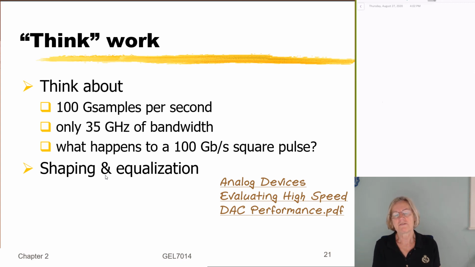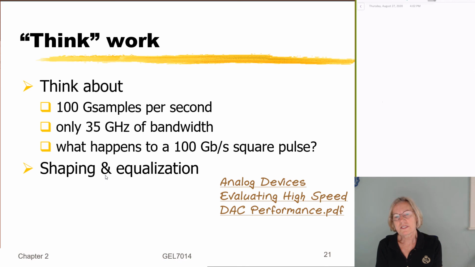I have a device which can create 100 gigasamples per second, but it only has 35 gigahertz of bandwidth. Suppose I wanted to send 100 gigabits per second of a square pulse. So a square pulse is either a 0 or a 1. I have 100 samples. Suppose I turn each of those into just a 2-level signal. Well, then I'm sending something at 100 gigabits per second, and the occupied bandwidth is certainly going to be a lot more than 35 gigahertz. So what is happening with this DAC if I'm trying to push it so high.